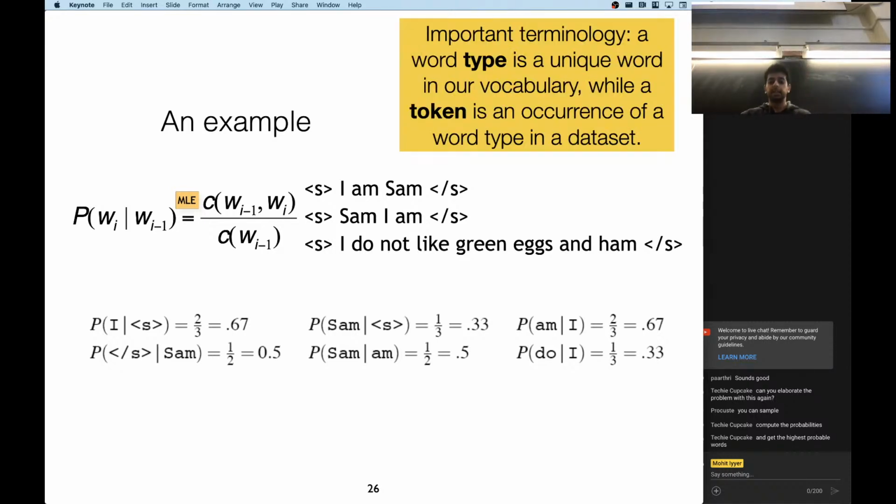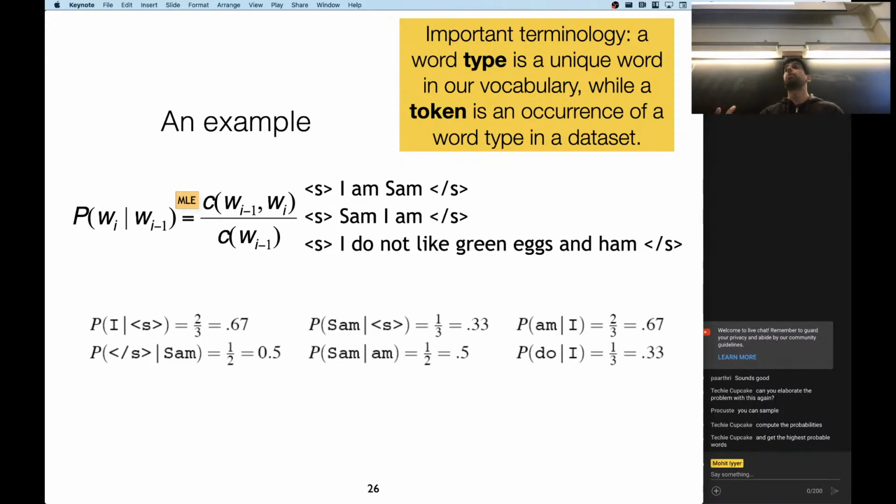Okay, so at this point, I just wanted to talk about some terminology that will be very useful moving forward in this class. When we talk about words or items in our vocabulary, let's say I have 10,000 words in my vocabulary from A to Z. I will refer to each item in the vocabulary, each unique word, as a word type. And any word type can occur more than once in a piece of text, right? So let's say I had I am Sam, Sam I am. I used the word Sam twice. I used the word am twice.